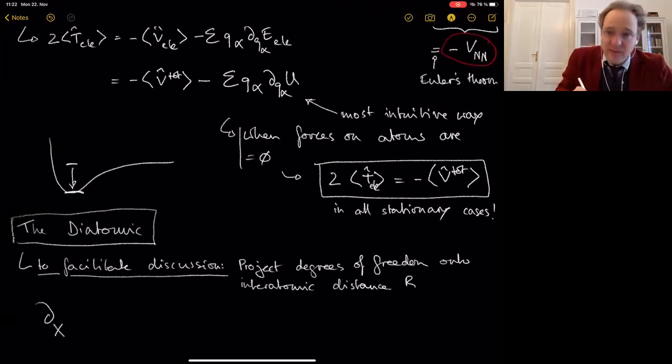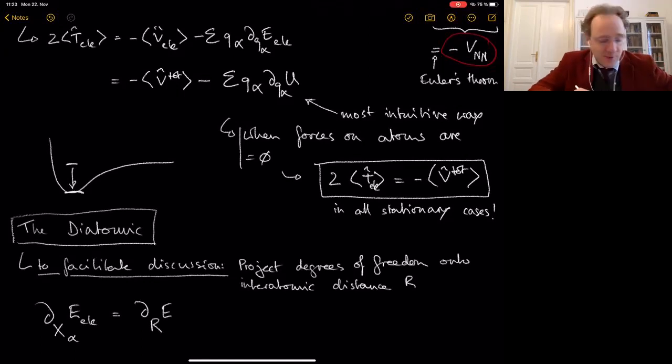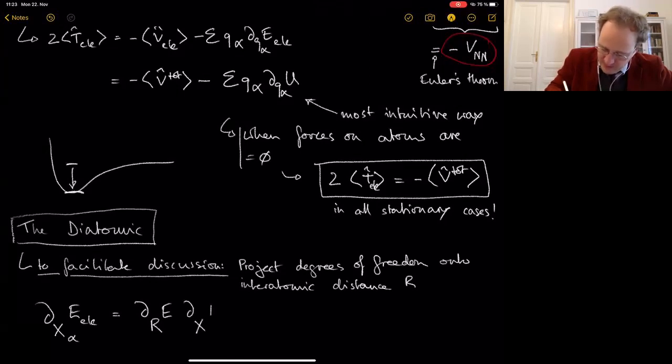So assume 1 degree of freedom. Let's say the X component of atom alpha, and your electronic energy. This force component, we simply make use of the chain rule. Okay, so this is an old trick. We first derive the energy with respect to R, and then we derive R with respect to the component.